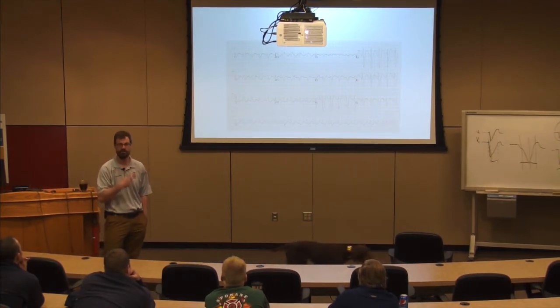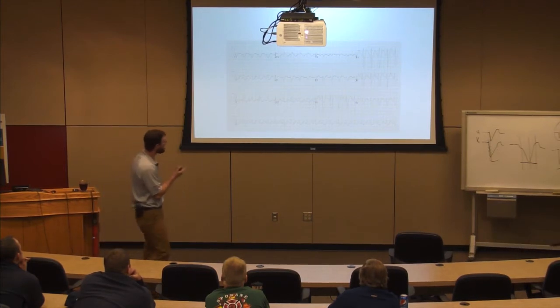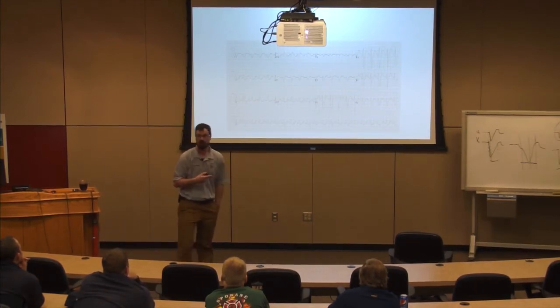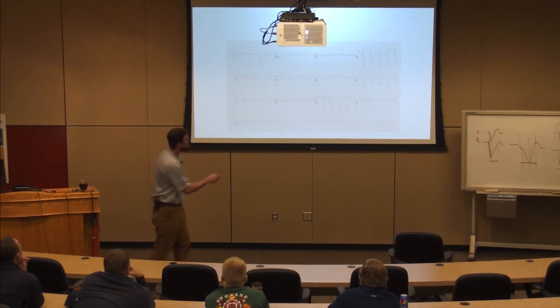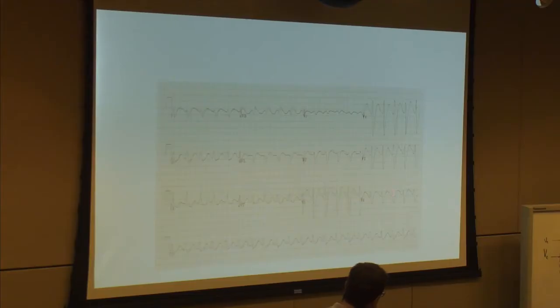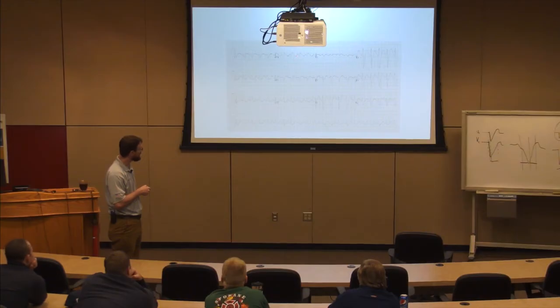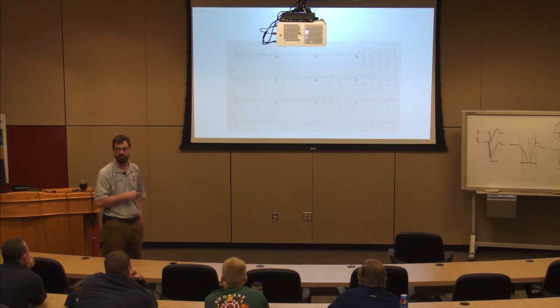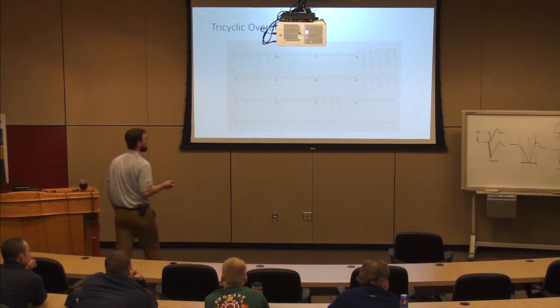That doesn't fit. That's a bizarre wide complex that doesn't classically look to me like a left bundle or right bundle. I don't see any RSR prime anywhere in here, where I typically would see RSR prime in my lateral leads. I can't say with confidence, I'm 95% confident that's a left bundle branch block. You'll never be 100% confident, but I can say that's bizarre. So what do I do when I see bizarre wide? I look at AVR. And sure enough, there's a prominent R wave in AVR. And that is a tricyclic overdose.